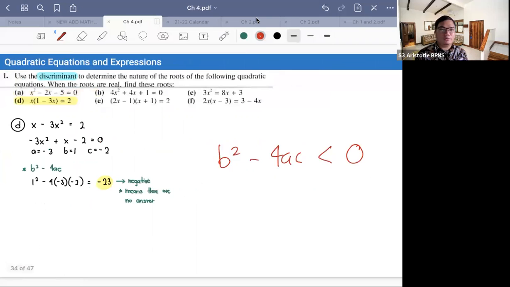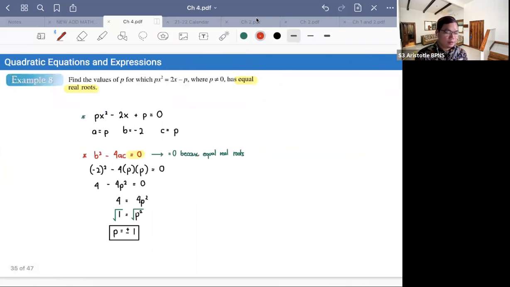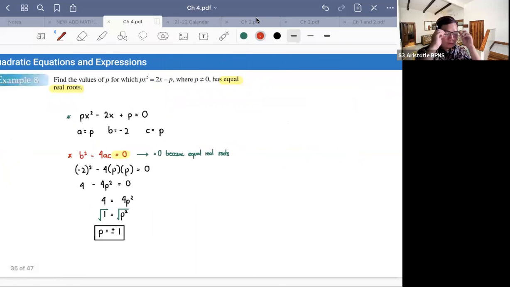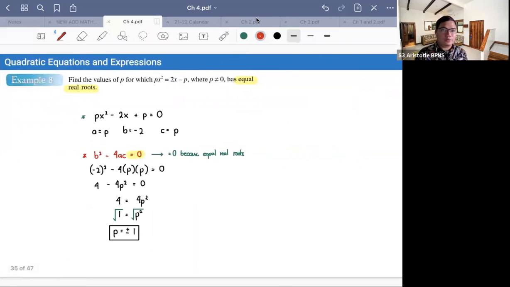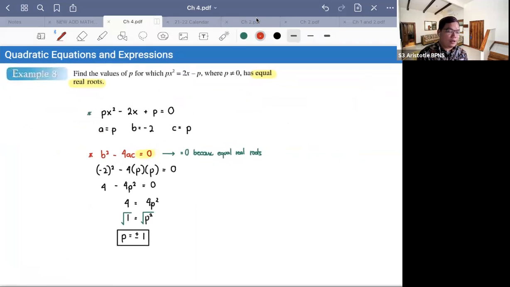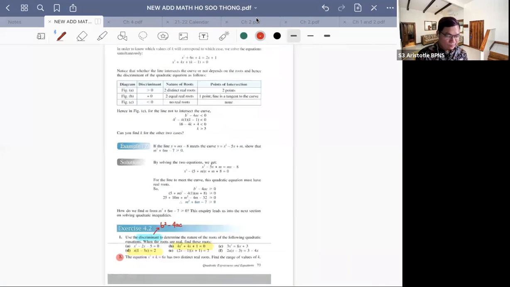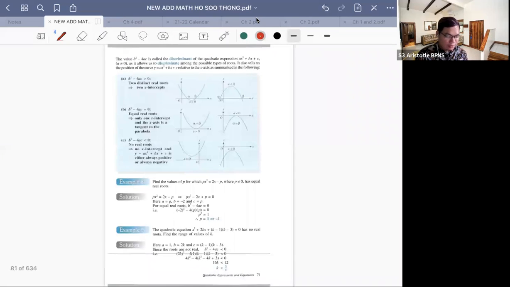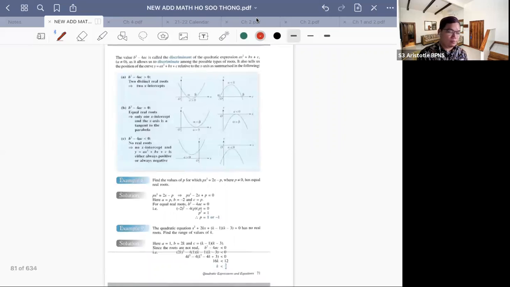Okay, so I'm going to discuss maybe one more example. Example number 8. You have this on your book, but please do listen for some keywords. Example number 8, you'll find this on page 71.